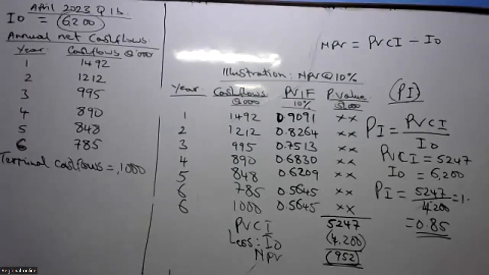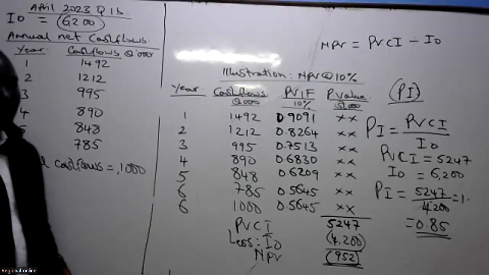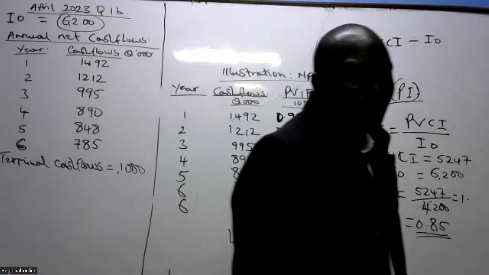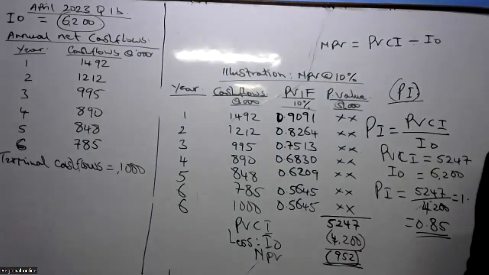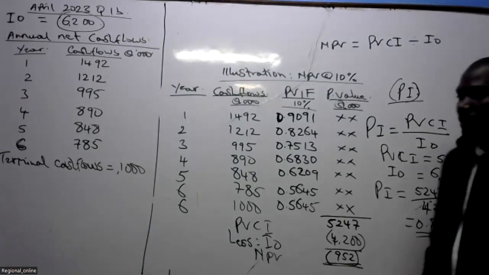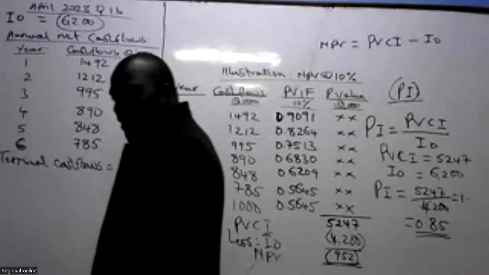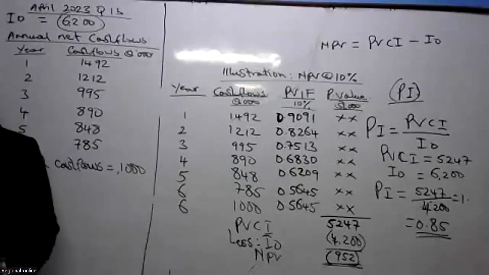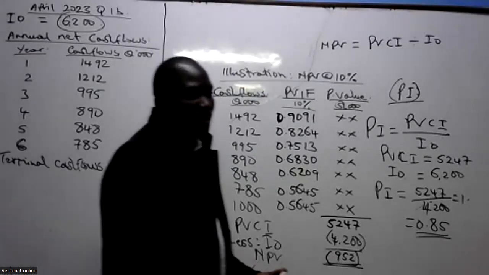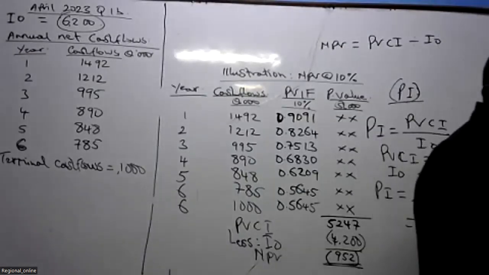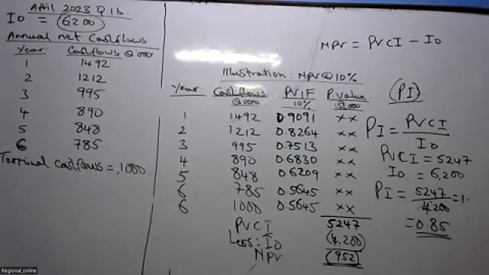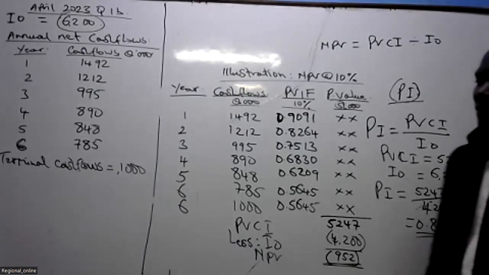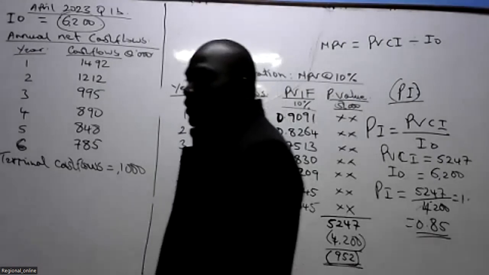Internal rate of return. That is number 4, right? Internal rate of return. So internal rate of return, we say this. That is IRR, nasema hivi. It is the discount factor at which NPV equals to 0.